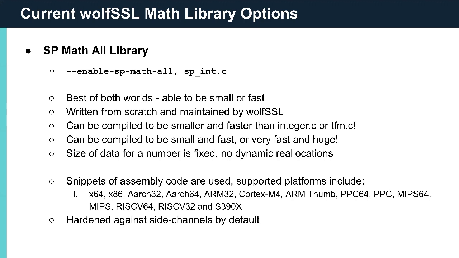The size of a data number is fixed here, so it doesn't have any dynamic reallocations. So it's much easier to use in safety critical type applications. It has a lot of assembly code in it now, so you can see the list here towards the bottom. A number of different architectures are supported out of the box. It's also just been written from the ground up to be hardened against side channels by default.